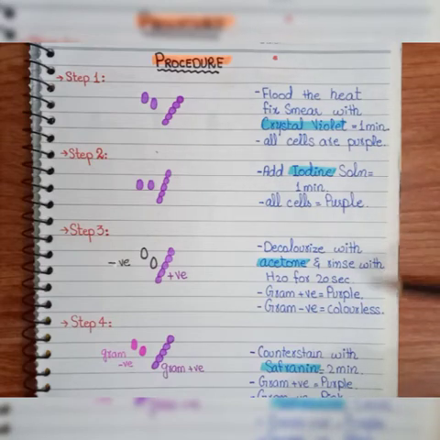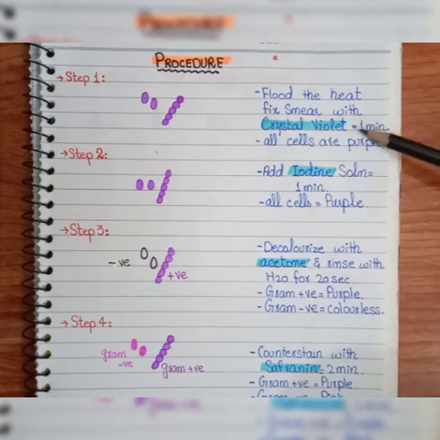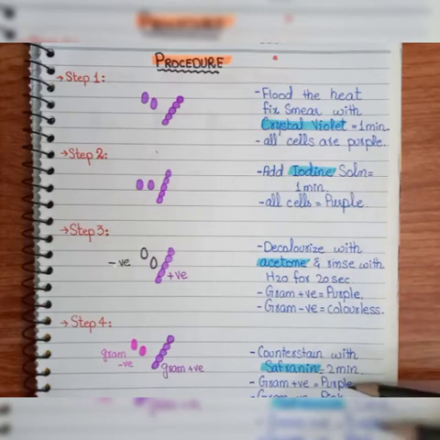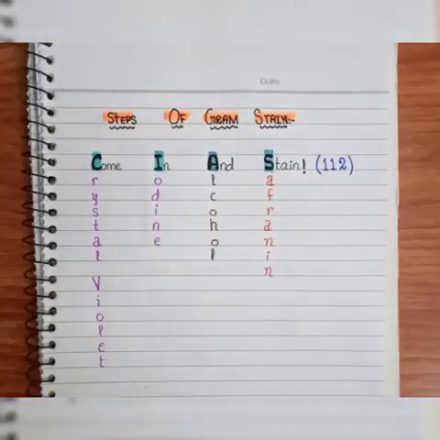So here we have the steps of the gram staining. First step, we will use the crystal violet. Second step, we will use the iodine. Third step, we will use the acetone or alcohol. And in the last step, we will use the safranin, that is the counter stain. So here we have the steps of the gram staining.